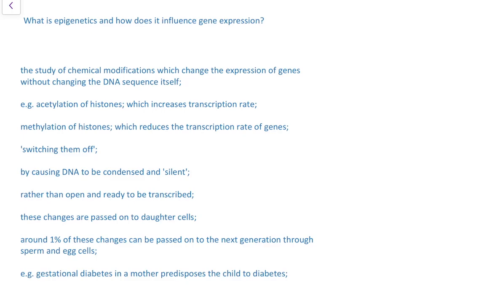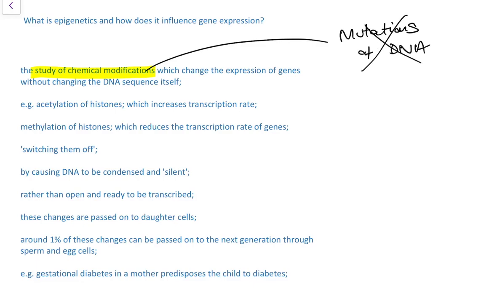Our final one is, what is epigenetics and how does it influence gene expression? Well, epigenetics is the study of chemical modifications of DNA. The other thing that we know definitely happens is mutations, but this is not epigenetics. Mutations are definitely passed on to the next generation if they're in the sex cells, the sperm and the egg. Whereas epigenetic changes, these chemical modifications, tend not to be passed on. When we're talking about epigenetic changes, we mean above the level of changing the DNA. It's not changing the DNA sequence.